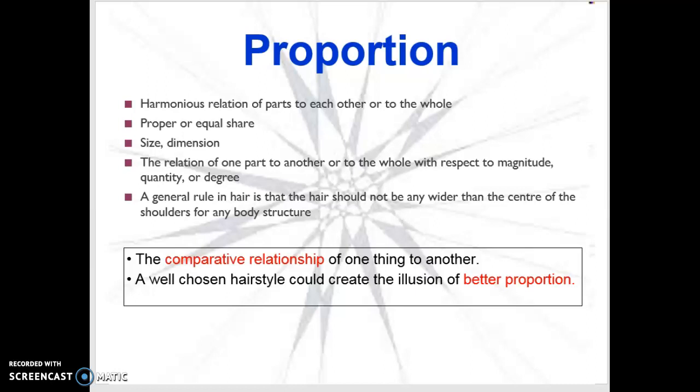Proportions. A proportion is the relationship of one thing to another. The relationship between objects relative to their different sizes. Hairstyle can be designed to correct one of the proportions of a face shape, as well as chosen hairstyles can create the illusion of a better proportion to a face shape, or perhaps a body shape.